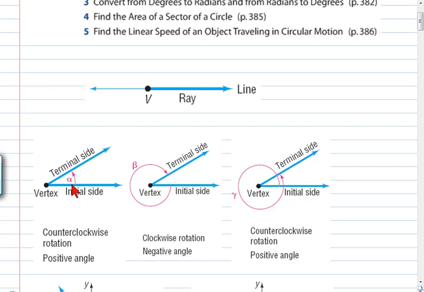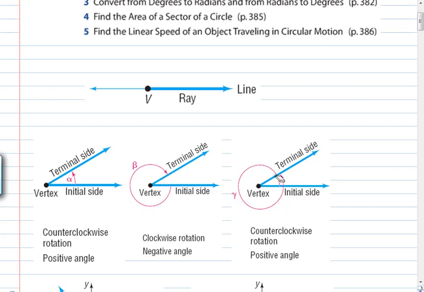So this would be read as angle alpha because that Greek letter there is alpha. A positive angle is measured in a counterclockwise direction. If we measure in a clockwise direction, we end up with a negative angle. This angle measure is now beta. The measure of angle beta has the same initial and terminal side as that of alpha, even though they look like they're the same angle. They're different because one is measured in a positive direction, one is measured in a negative direction.